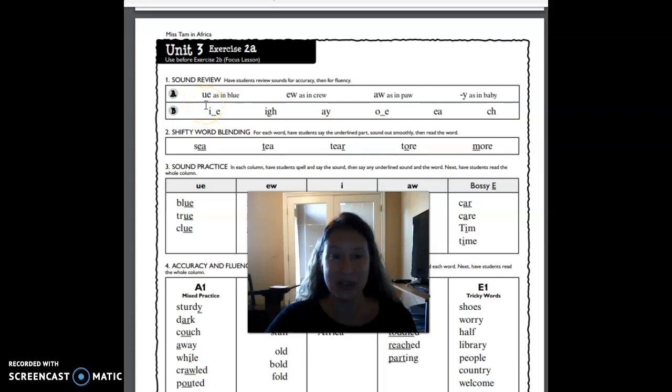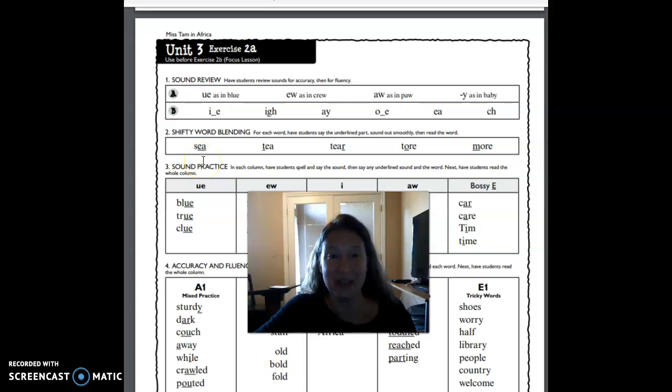So what is that first sound there? Oo, as in blue. Next one. Oo, as in crew. Aw, as in paw. And E as in baby. Row B, read the sounds. I, A, O, E, ch. Okay, now we're going to do shifty blending, so that's one sound change per word here.